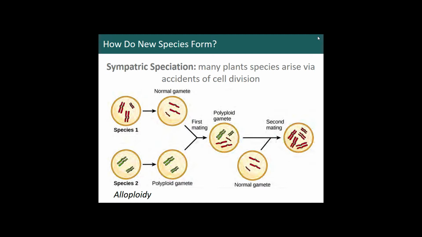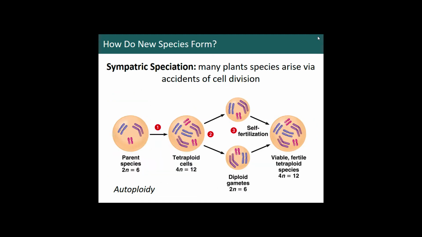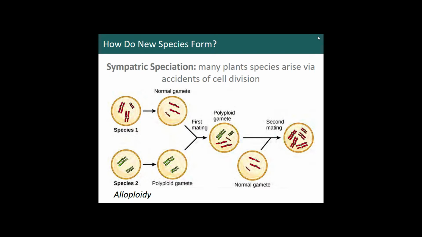And so the first type of cell division error, in which the individual just mates with itself, is called autoploidy. The second type is called alloploidy. Again, these are just italicized. I'm not going to ask you to know these names. I'm not going to ask you to describe these errors of cell division.